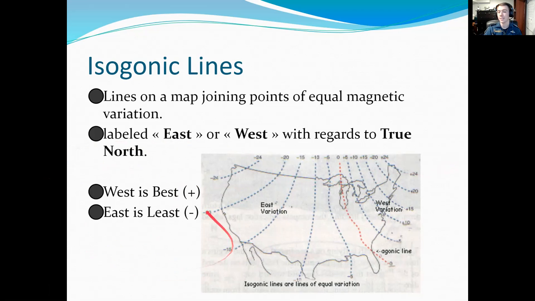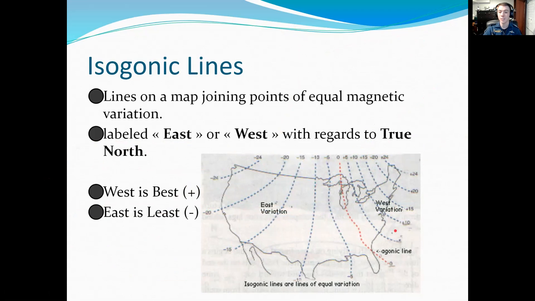This is a very easy mnemonic. I'm sure your instructor's gone over this before. West is best, meaning you'd add it to your heading, and east is least, meaning you'd subtract it because it's going the other way. When I did my flight training in Thetford Mines, we had a variation of 14 degrees until our max expired partway through the course, and that variation became 13.